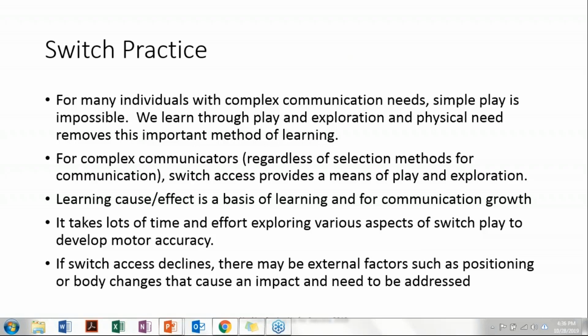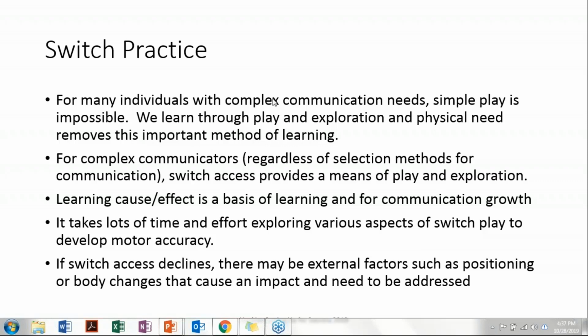Learning cause and effect is a basis for learning communication, but you may take lots of time and effort to explore those aspects. So there may be certain external factors such as positioning or body changes that cause an impact and need to be addressed. So as some of my kids have grown and changed, as tone changed their bodies, or as their physicality declined through scoliosis or things like that, we needed to change their access mode or change their body position and make sure that we had adjusted things as things changed for their body.